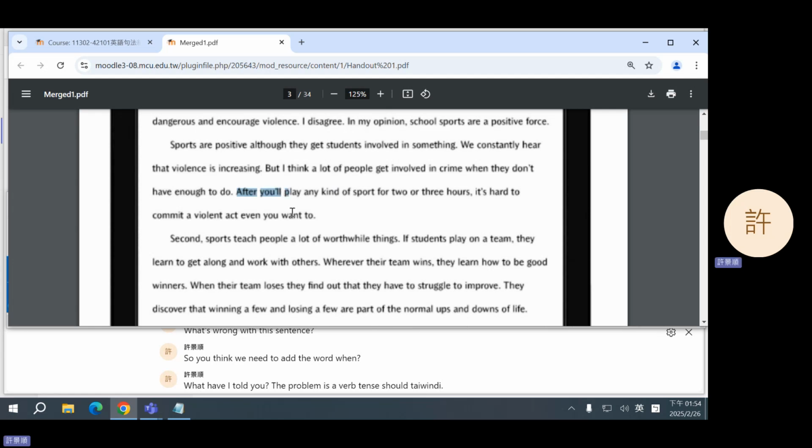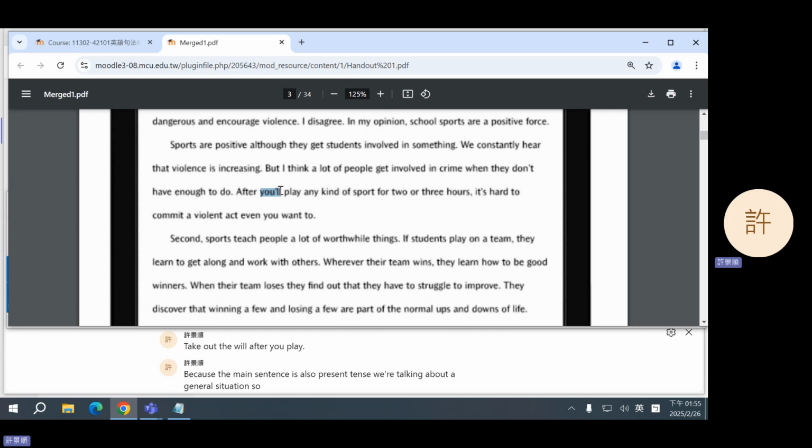Is this correct? So how should we fix it? Oh, without will. Sorry. I didn't hear you. Correct. Take out the will. After you play. Because the main sentence is also present tense. We're talking about a general situation, so this should also be present tense, a general situation. Good.